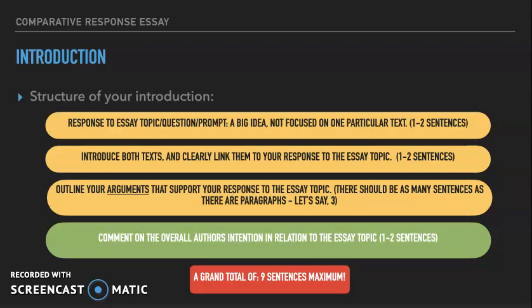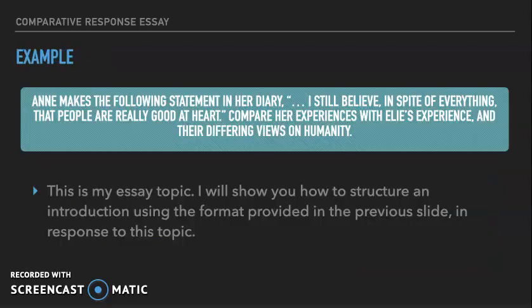Lastly, you comment on the overall author's intention in relation to the essay topic, 1 to 2 sentences. Now that is in green for a particular reason, and I'll explain why at the end when we get to that point. So a grand total of 9 sentences maximum. So I'm going to give you guys an example essay topic. I'm going to show you how to structure an introduction based on the essay topic using the format that I've already supplied to you. So this is my example prompt.